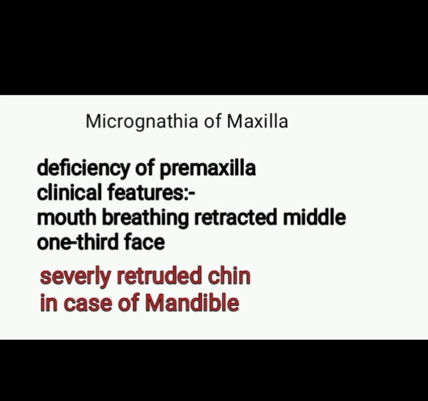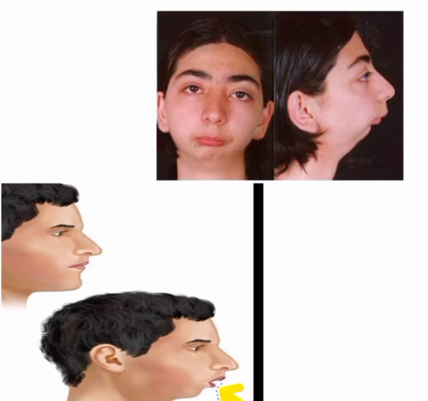What are the clinical features? There is always mouth breathing and retracted middle 1/3 of the face. You can see in the picture. In case of mandible, severely retracted chin is seen. Here you can see mouth breathing and severely retracted chin.